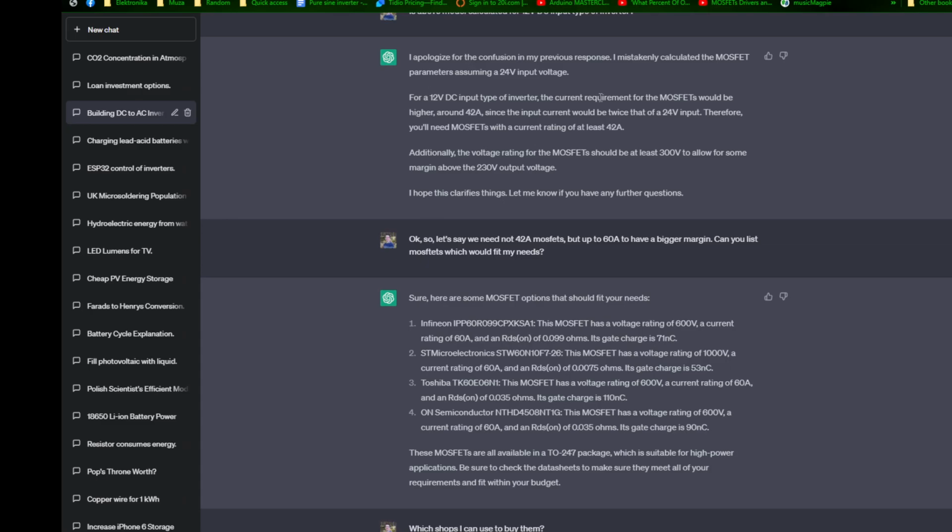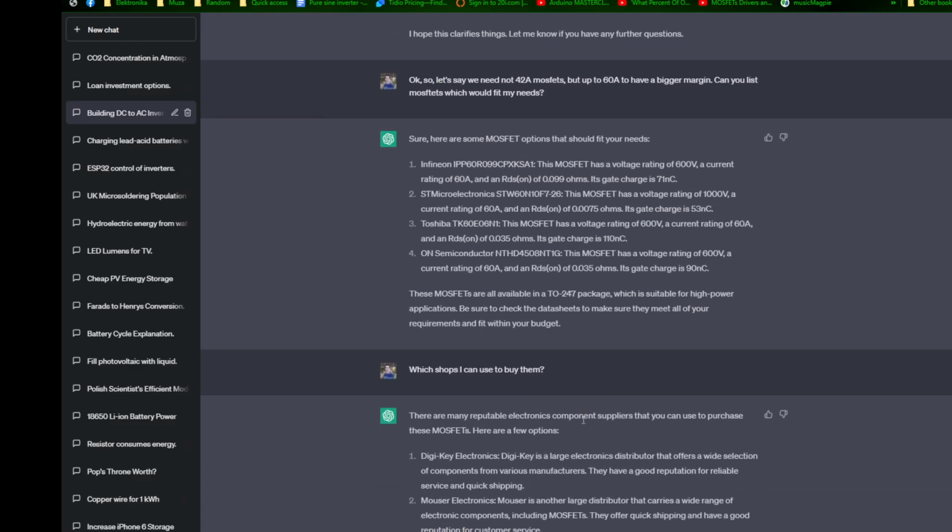So you see, we need a rating of at least 42 amps. Of course that would be the maximum, and these MOSFETs wouldn't live for long, so the minimum would be 60% if you would use it 100%. If you don't want to use it at 100%, then of course even more. Let's say we need 42 ampere MOSFETs. That's why I said about 60, a bigger margin, and these MOSFETs I can find online. The rest I'm struggling with.